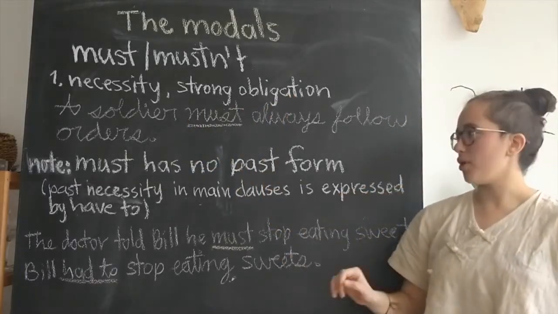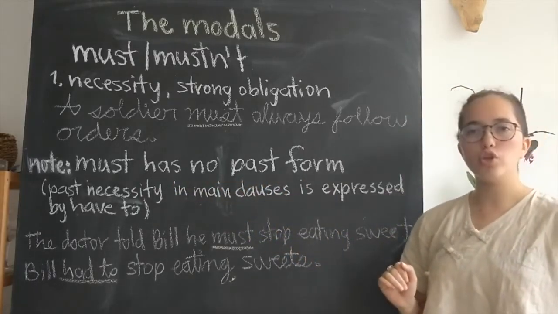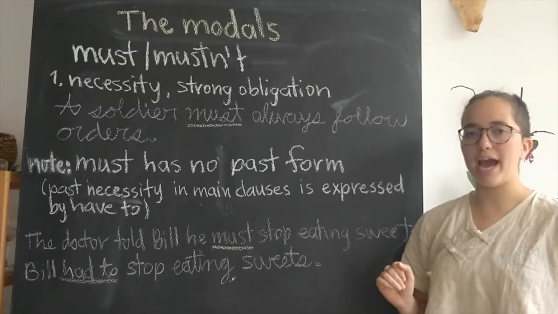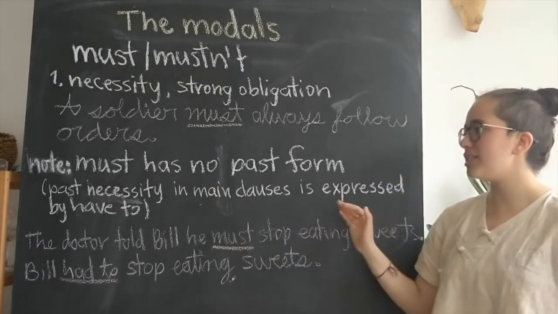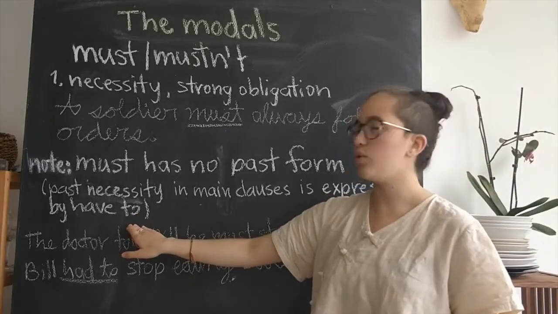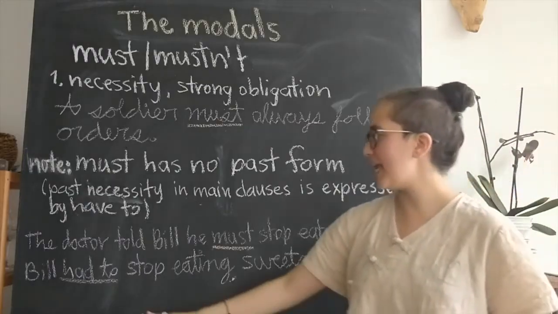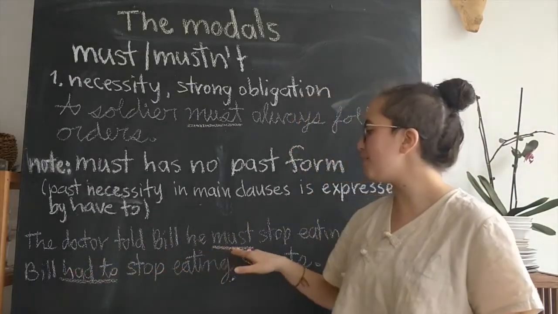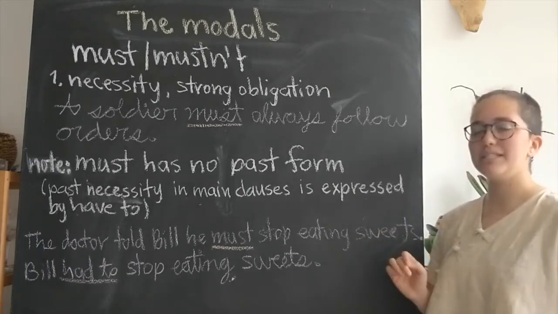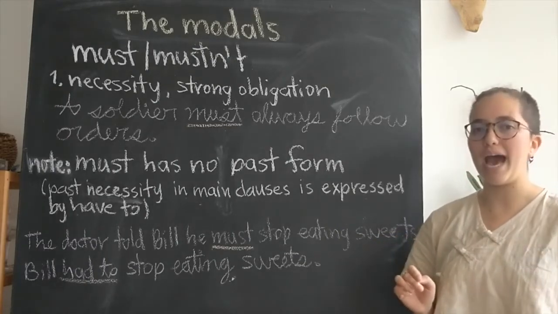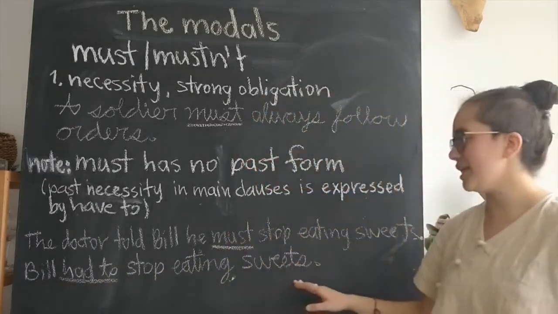Now, remember, must has no past form. So we cannot use must to describe an action in the past. Past necessity in main clauses is expressed by have to, not by must. So for example, with must we would say, the doctor told Bill he must stop eating sweets. If we want to say the sentence in the past form, we use have to. So we would say, Bill had to stop eating sweets.